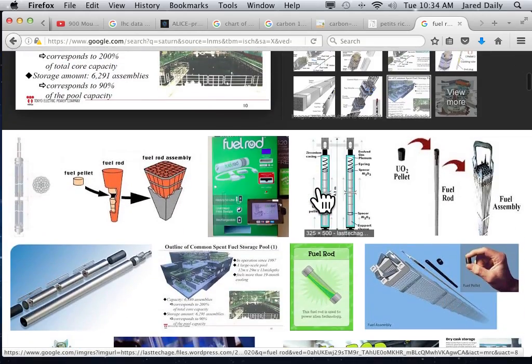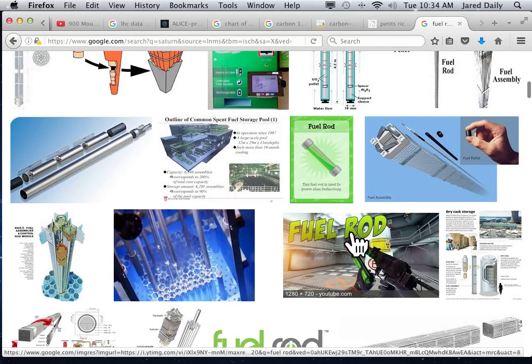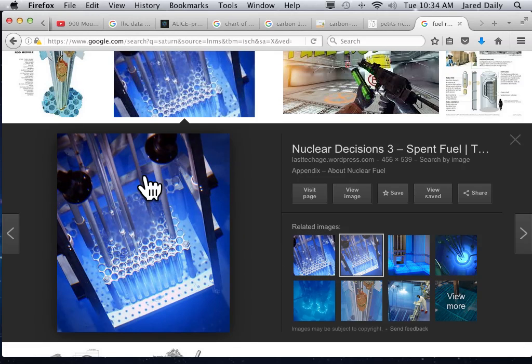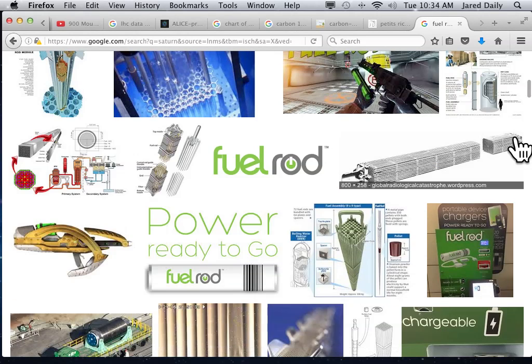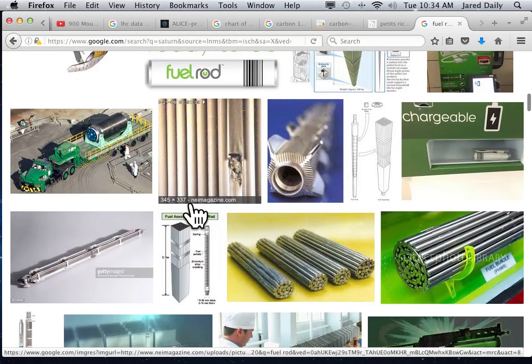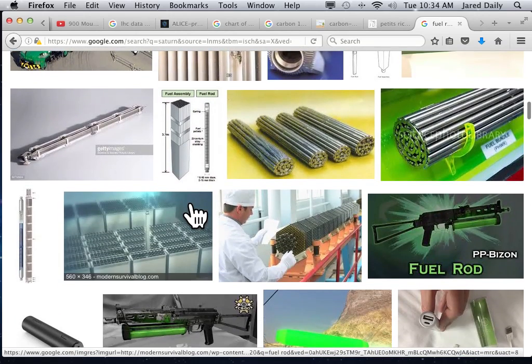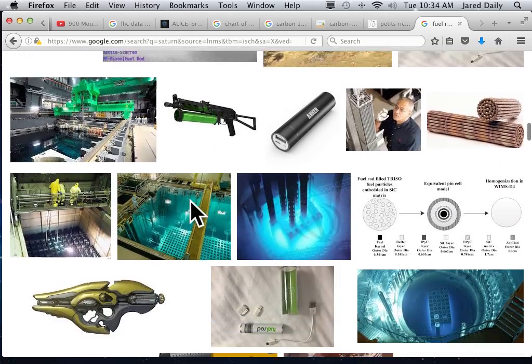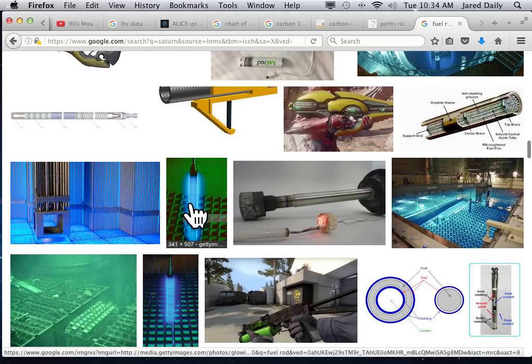You have the fuel rods that hold the fuel pellets, the control rods that go between them to control how hot it is. Here you can actually see the control rods in action. They're going in and changing the reaction rate by blocking neutrons. Putting these things together is a big deal.